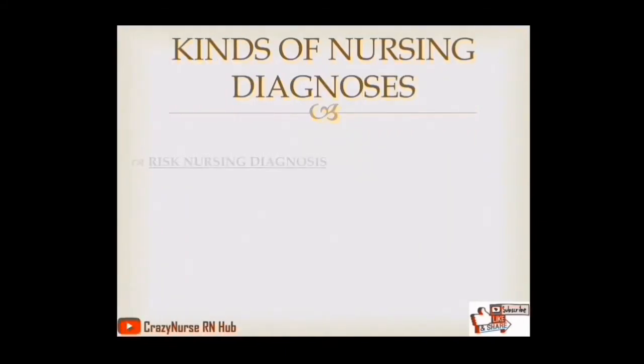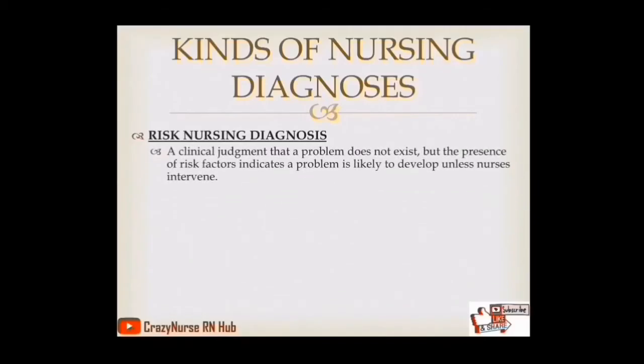Next is risk nursing diagnosis. It is a clinical judgment that a problem does not exist, but the presence of risk factors indicates a problem and it is likely to develop unless nurses intervene. For example, all people admitted to the hospital have some possibility of acquiring infection. However, a client with diabetes or a compromised immune system is at higher risk than others. Therefore, the nurse would appropriately use the label risk for infection to describe the client's health status.